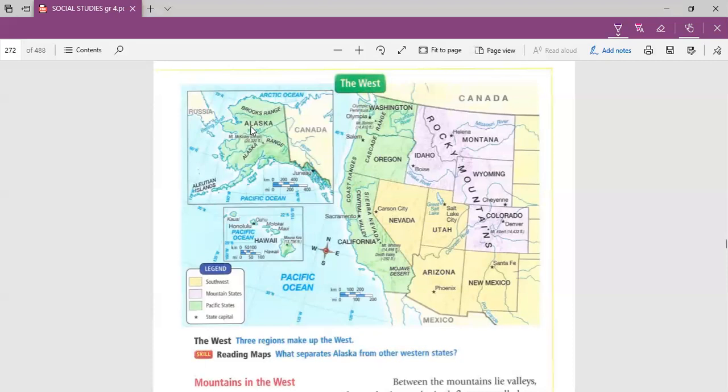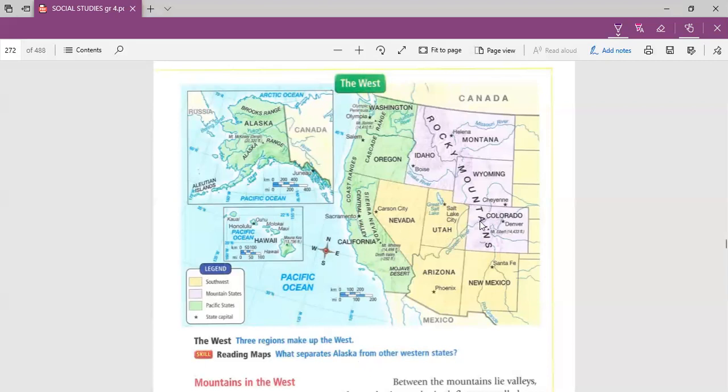State number 12 is Alaska. This is located here. Okay, if we check, this is Canada, and here in the Pacific Ocean and bordering the Arctic Ocean, we could find Alaska. Okay, and here in the middle of the Pacific Ocean, we could find Hawaii. Okay, Hawaii state. So these are the 13 states of the West.